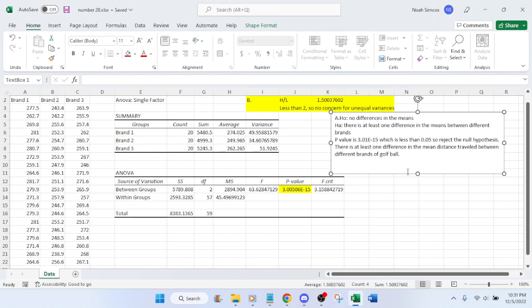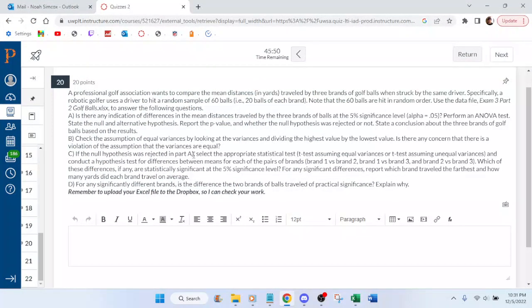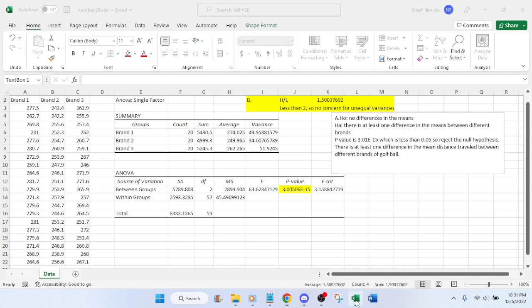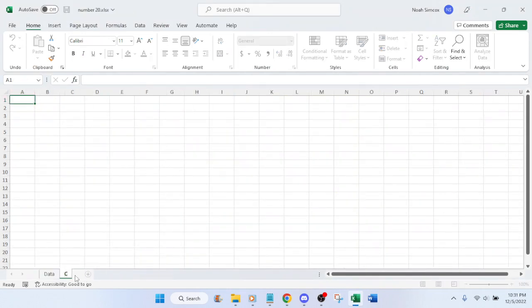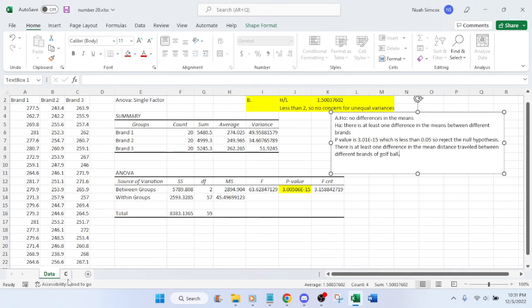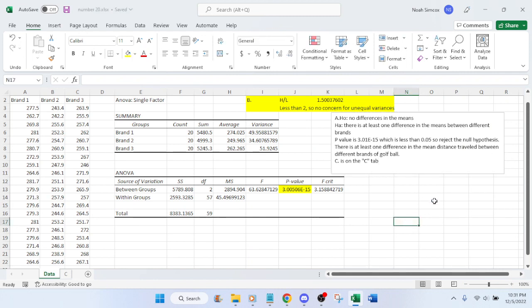Save, and C is, select the test. Okay, so we're just going to do C here, and then hopefully she realizes C is on the other tab. I'll put C is on the C tab, just so that she doesn't miss this. So anyways.